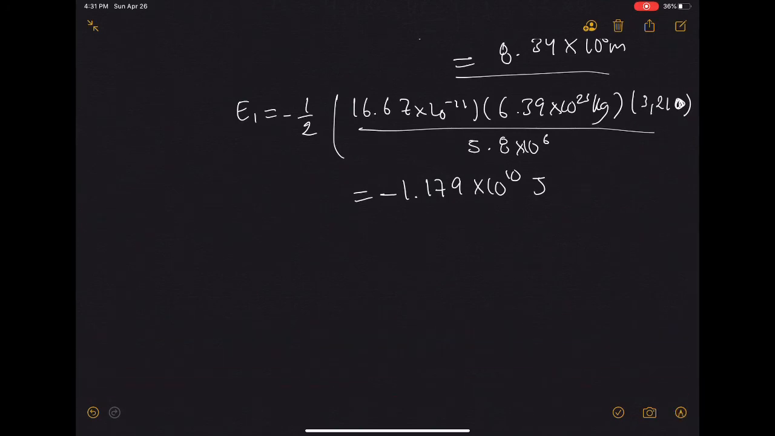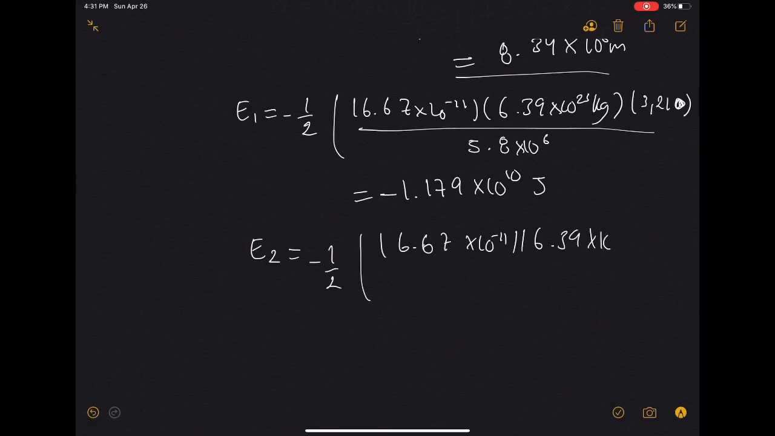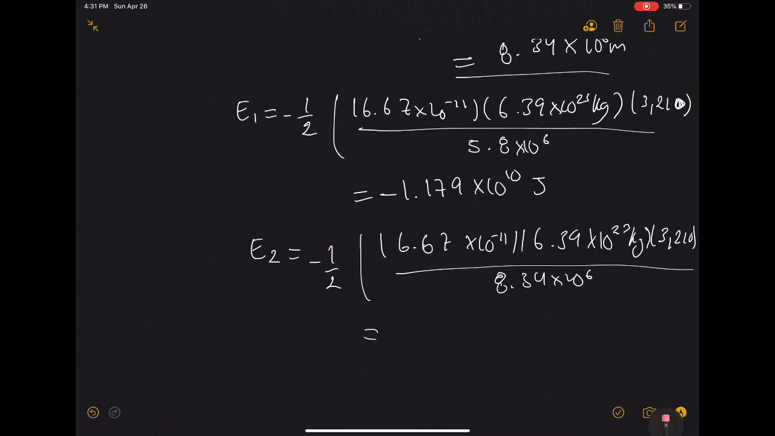For the next part, we're gonna find the second energy, and that's gonna be negative 1/2, and it's gonna be all the same: 6.67 times 10 to the negative 11 times 6.39 times 10 to the 23 kilograms times the mass again of the spacecraft all over the second r, which is 8.34 times 10 to the 6, and that's gonna give us negative 8.2 times 10 to the 9.